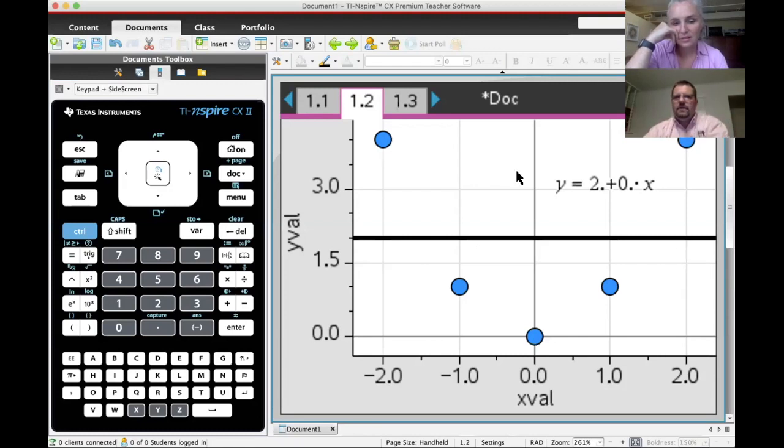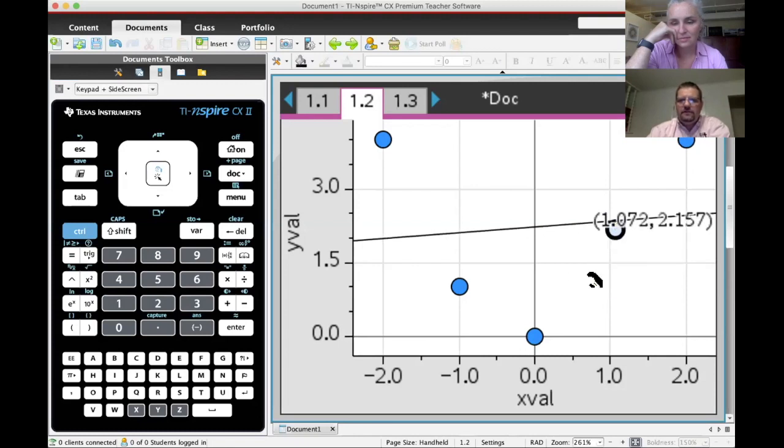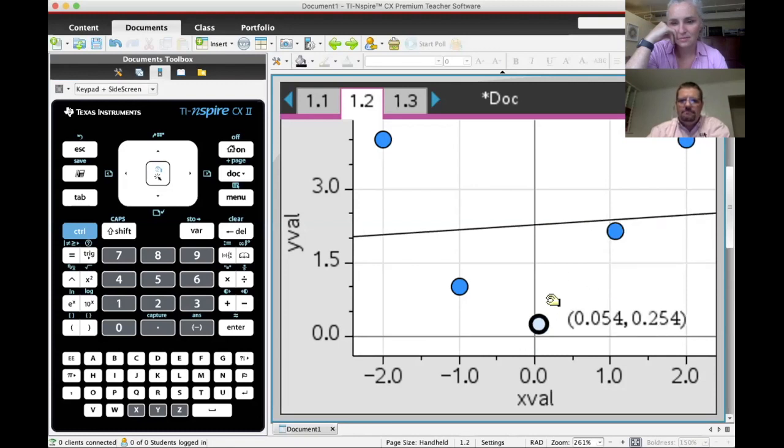Now let me change the game here a little bit and change this so it looks like it's exponential.